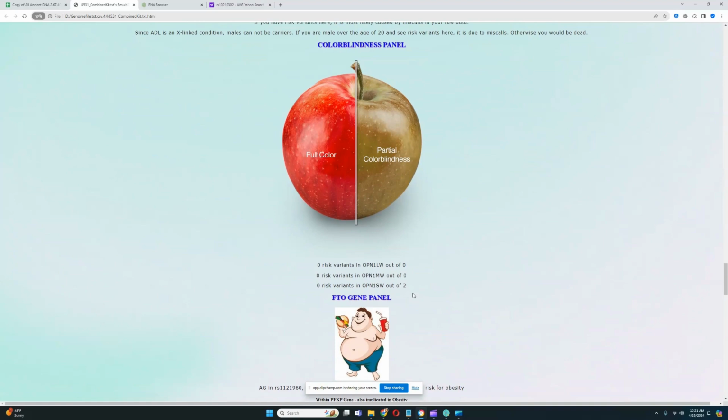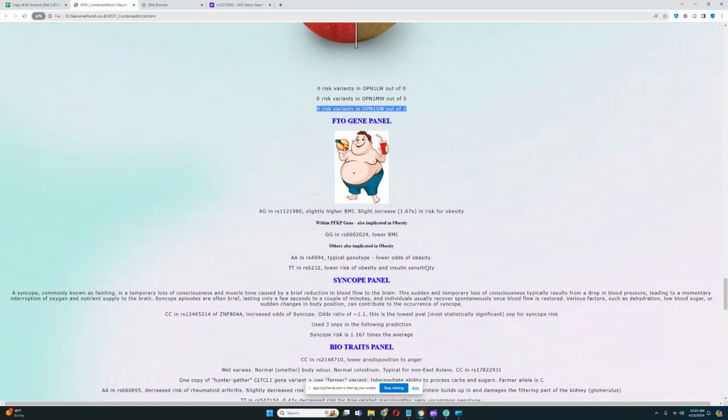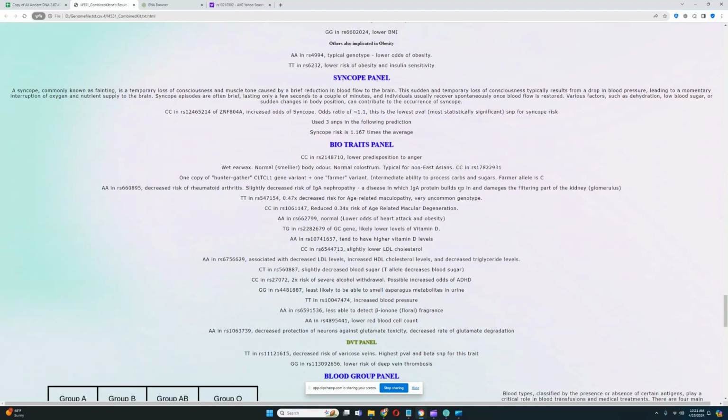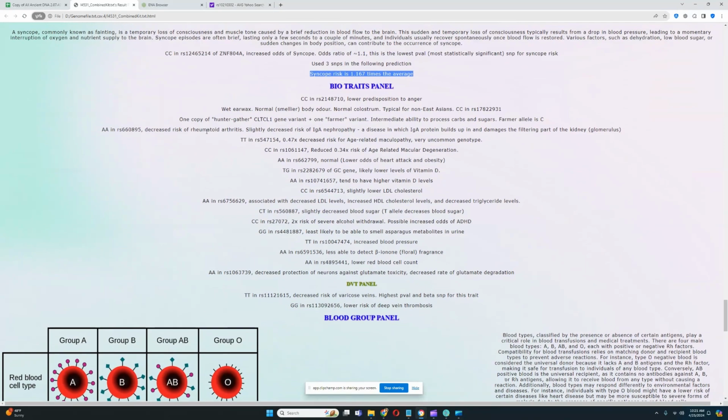For the colorblindness panel, looks like he's not colorblind. Zero risk variants on an OP and one SW. For the FTO gene panel, looks like nothing relevant was found, actually. For syncope, based on three SNPs, he's got slightly above average odds for syncope. For the biological traits panel, he's got one copy of the hunter-gatherer CLDCL1 gene variant and one copy of the farmer variant.